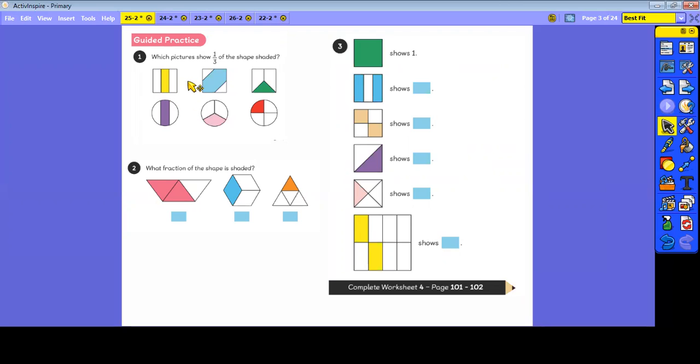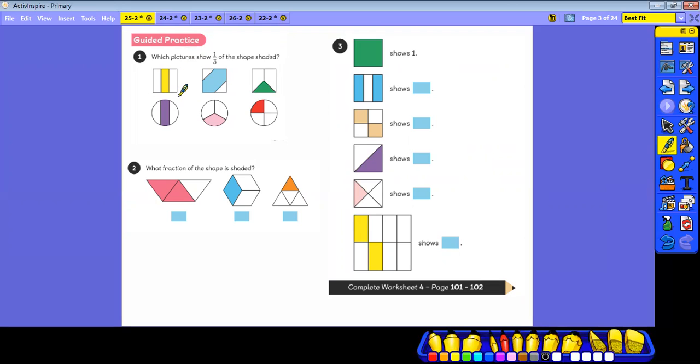Is one of the parts shaded? Yes, it's shaded yellow. So we can give that one a tick. Moving on to the second one. Do this one with you as well. Is the shape, the square, divided into 3 equal parts? Well, it's divided into 3 parts.